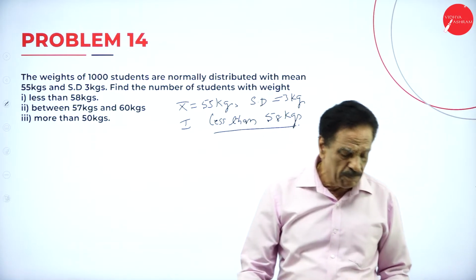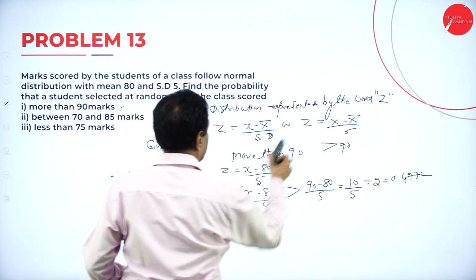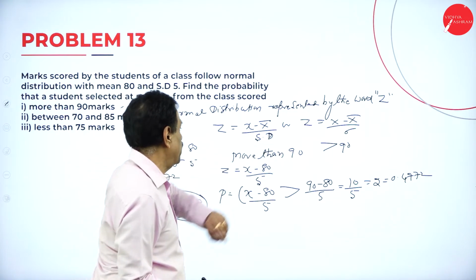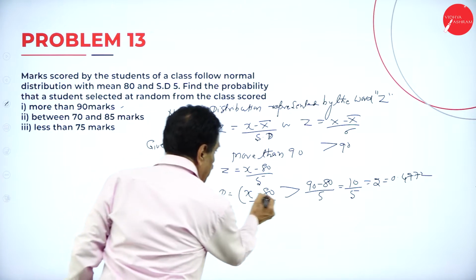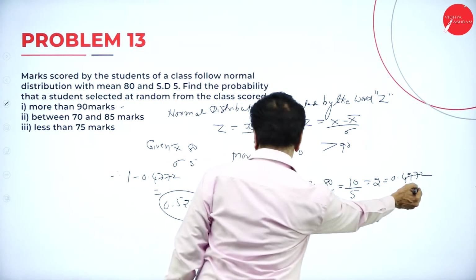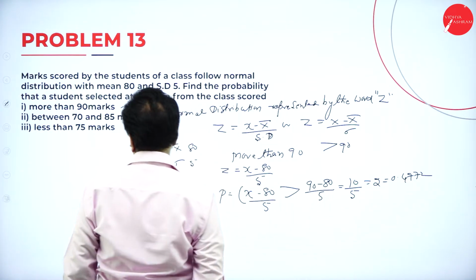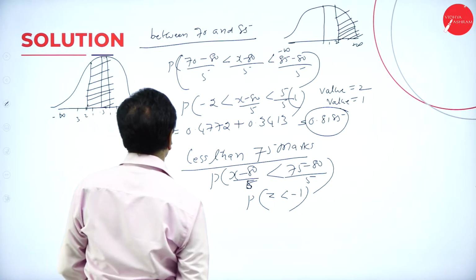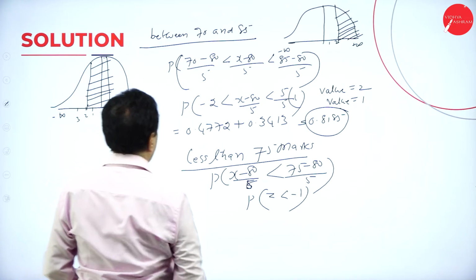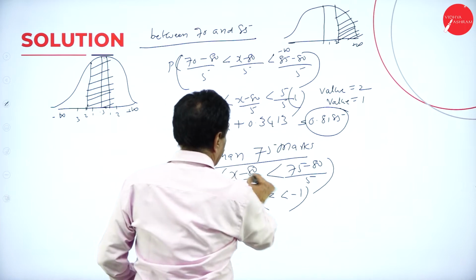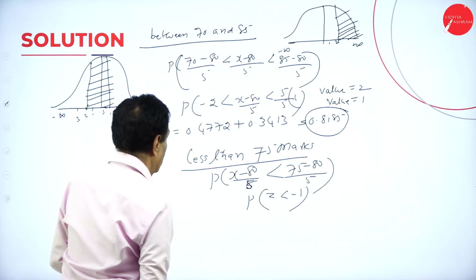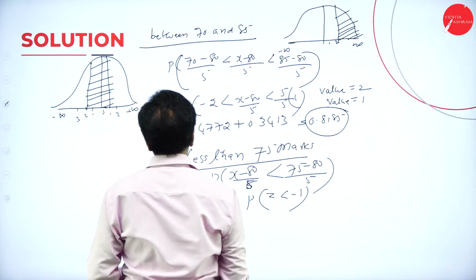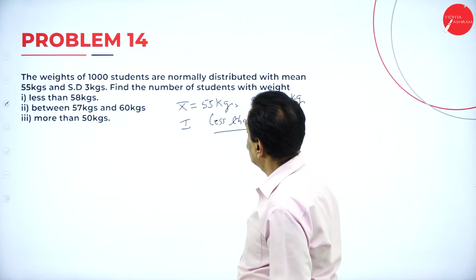They have given a normal distribution, represented by x minus mean divided by standard deviation. First one, more than 90. This is x minus 90, 0.1472. Deduct 0.280. Next, 70 to 85. 85 you have done. Then the last one, less than 75. Less than 75 I have done. Then we'll move on to the next one.